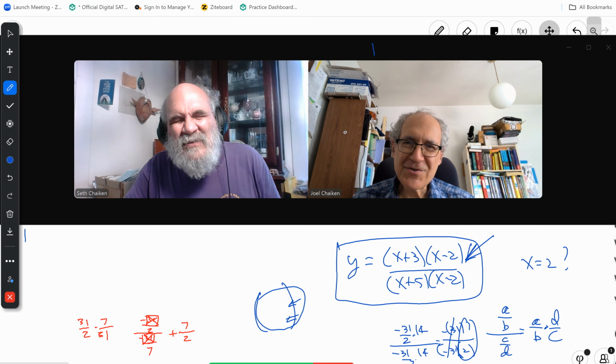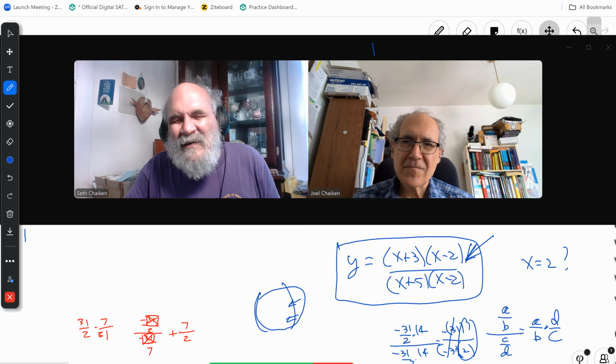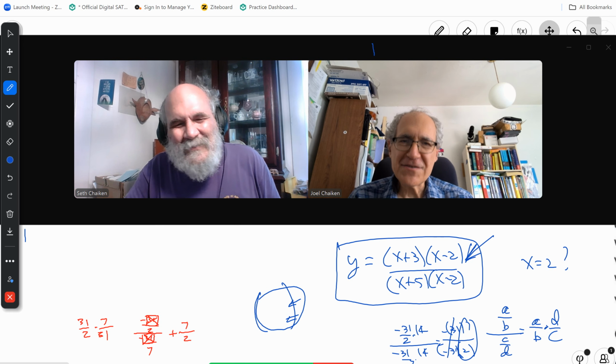Well, yes or no? It's undefined at x equals 2. So it's meaningless to ask whether it's continuous. So the answer is no. It doesn't meet the criteria of being continuous.